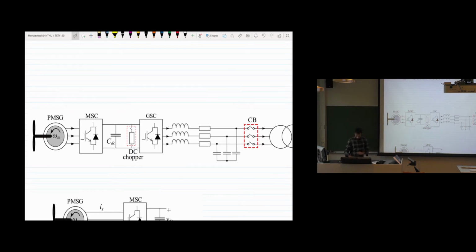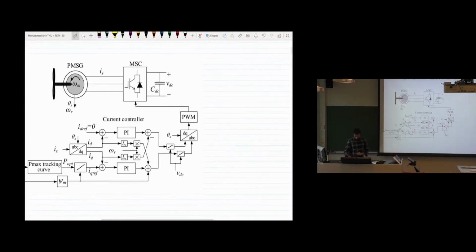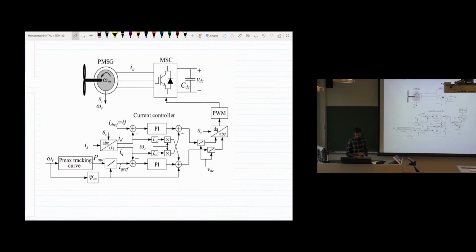So here I put one example, like this wind turbine application. This is just a typical application, and what you see is we have the PI controller, and we say that we will always have one inner loop controller, and this inner loop controller is the current controller.